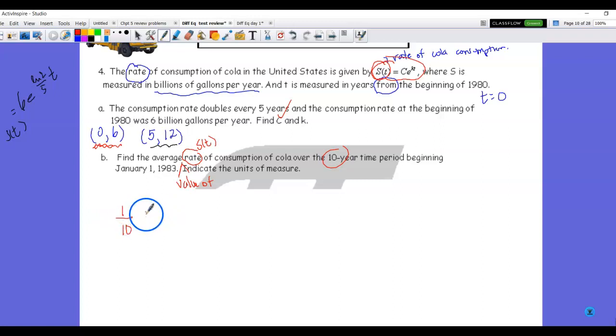I'm going to divide by the 10 years. I'm going to accumulate starting at, now it tells me here that we're starting in January 1st, 1983. And remember, t was years from 1980. So this would be the 3rd year from 1980 to the 13th. If it's going to be a 10-year period, 13 years, we're going to accumulate S of t dt. Okay, I'm going to grab my calculator to show you how to handle that.